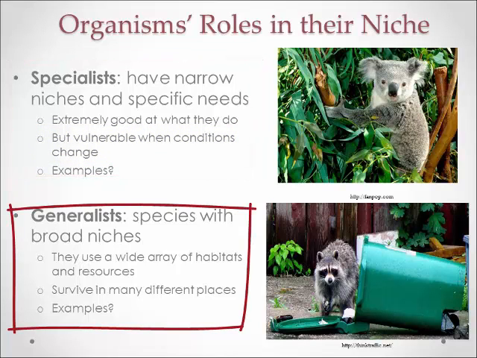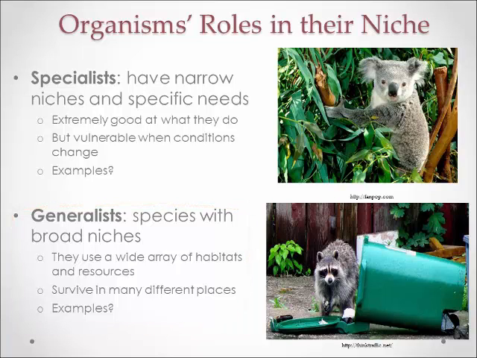Generalists are species with very broad niches. They can use a wide array of habitats and resources and survive and thrive in a variety of environments. Raccoons are a perfect example of a generalist. Try on your own to think of some more examples of specialists and generalists.